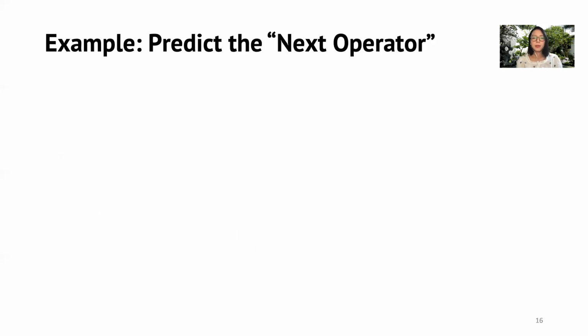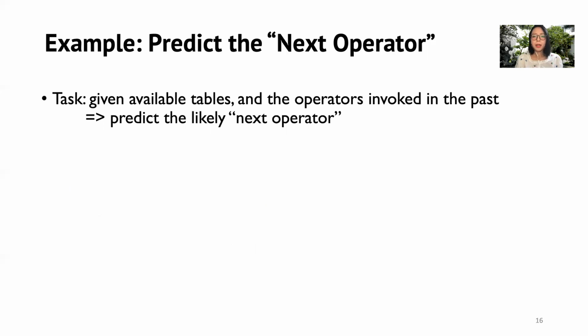So far, we have discussed how to predict for single operators. Now let's look at a different task, which is given available tables, the operator invoked in the past. We want to predict what is likely the next operator.